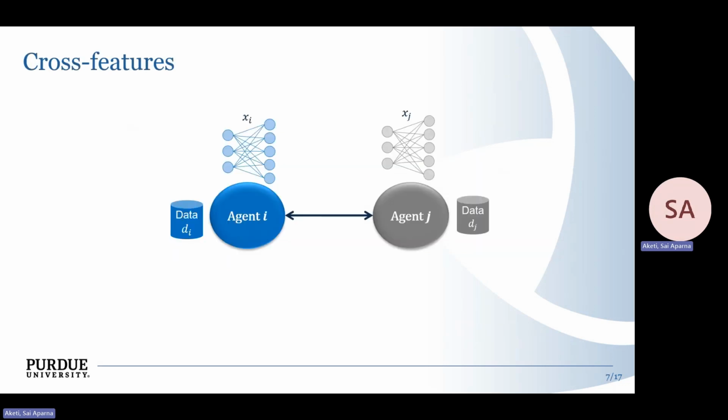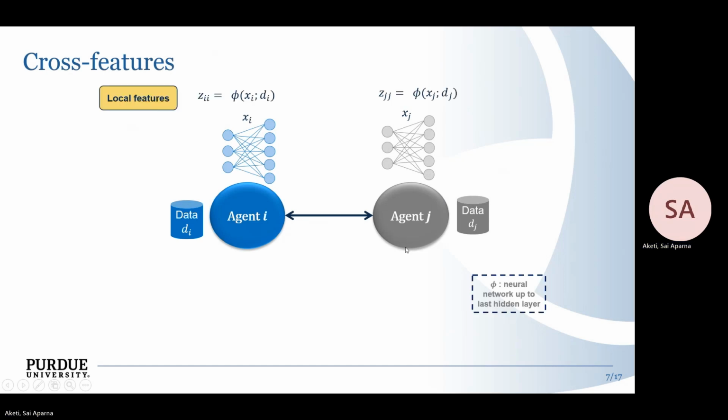To do this, we define the concept of cross features. Consider a decentralized learning setup where you have agent i with its local model parameters x_i and data d_i, and let's say agent j is its neighbor. At every iteration, you can compute local features, which are the last hidden layer representations computed on the local model parameters x_i with local data d_i.